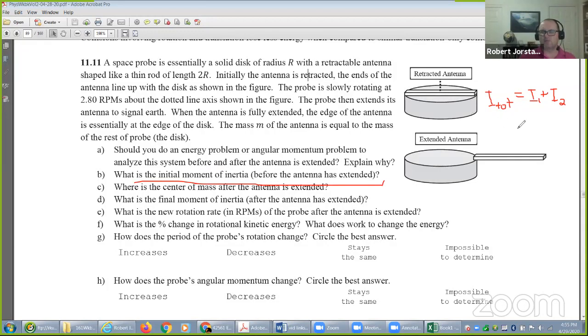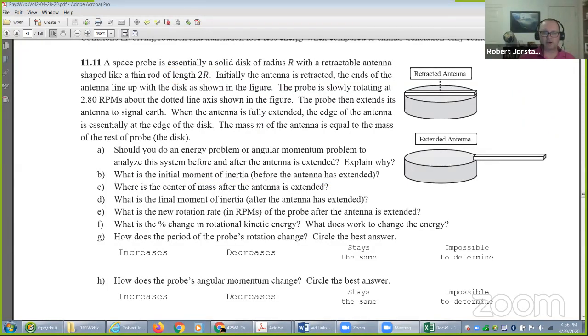So in this case, I1 is a disk, so that's going to be 1/2 mr squared. And then this one is going to be 1/12 because it's a rod at the center. But look out, the rod length is 2R. So let's go over to the solution and take a look, because that's faster than me writing all that.